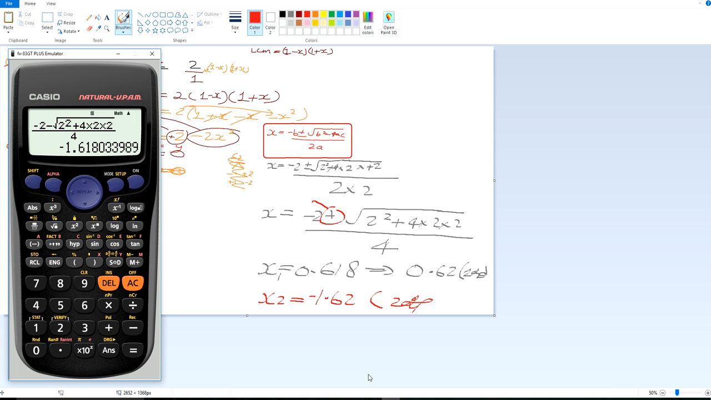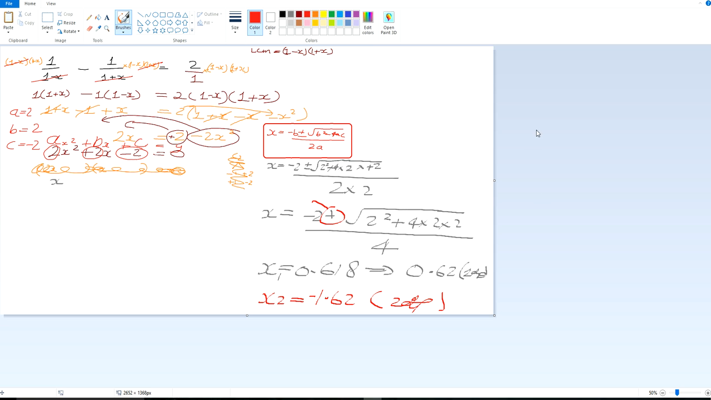Let me just quickly double check that. Yeah, that looks good. Okay, and that's the end of that question. That question did take quite a bit more space and more time to do properly, and in the exam it would typically be worth about 4 or 5 marks in the GCSE higher paper.